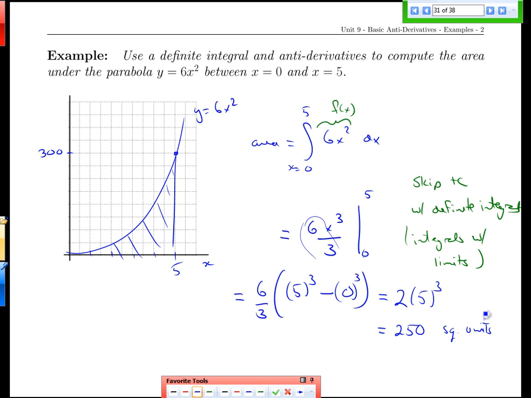And that would be the area underneath the parabola 6x squared from 0 to 5. Without calculus, that's a pretty complicated thing to even try to get a handle on how we'd get that area. But with calculus and the fundamental theorem of calculus, the answer just pops out as a calculation answer.